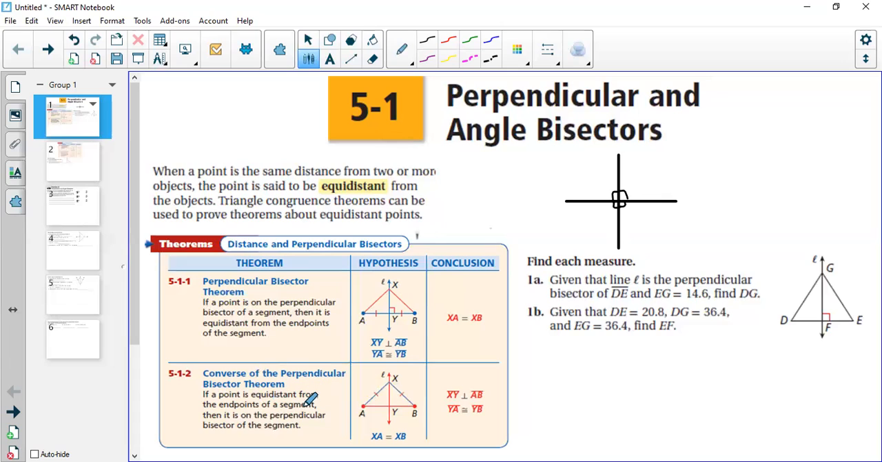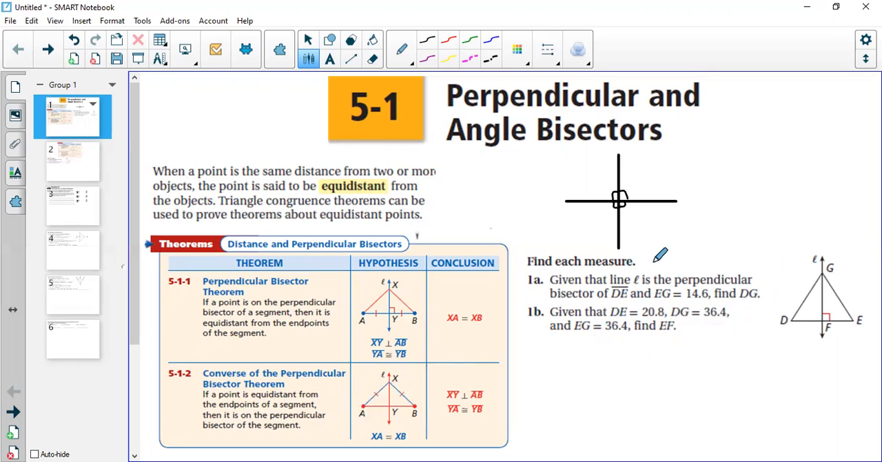The converse of the perpendicular bisector theorem says the other way around. If a point is equidistant from the endpoints, so if XA is equal to XB, then it is on the perpendicular bisector of the segment. Converse means you are just flipping the sentence. The first says if a point is on the perpendicular bisector, then AX and XB are equal. Here they are saying if the endpoints have the same distance, then the point is on the perpendicular bisector. That's all. When I do this example, it will be more clear what you need to do.